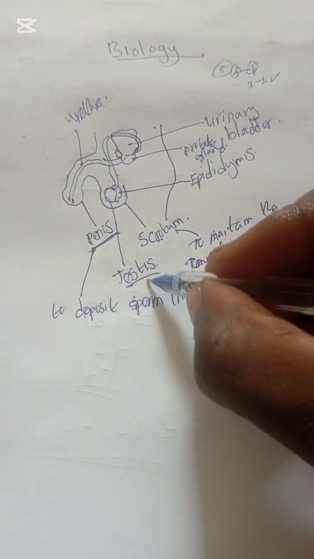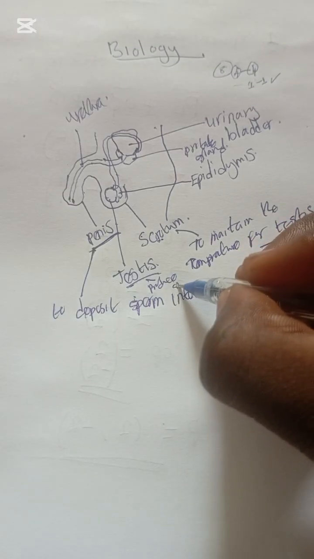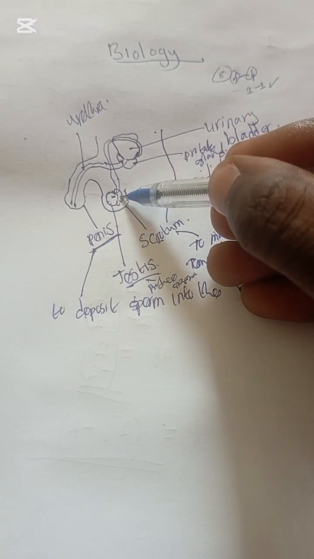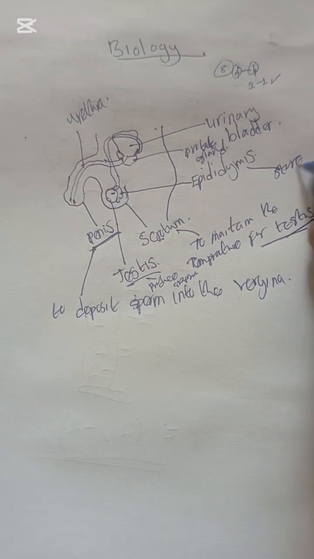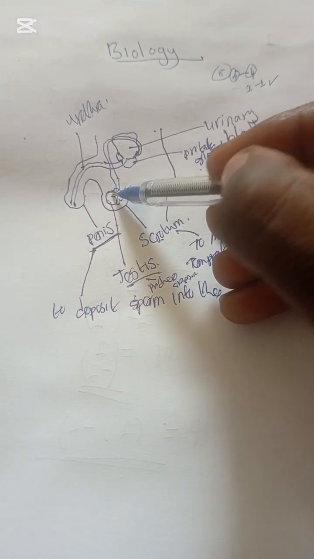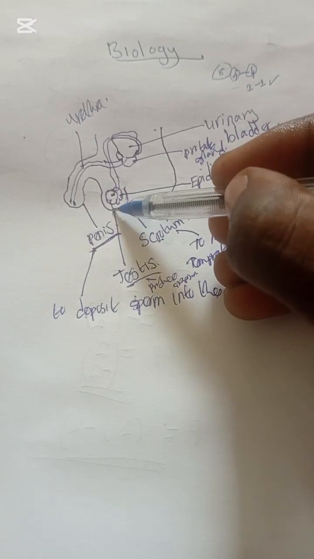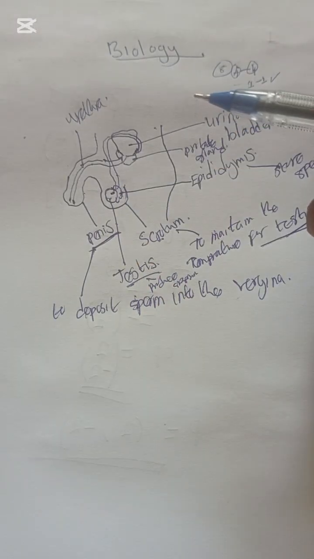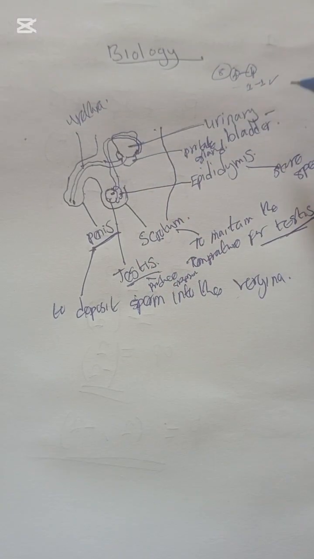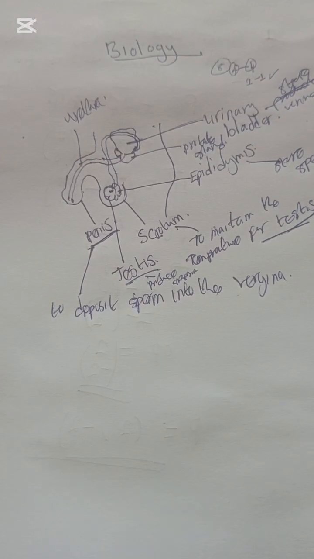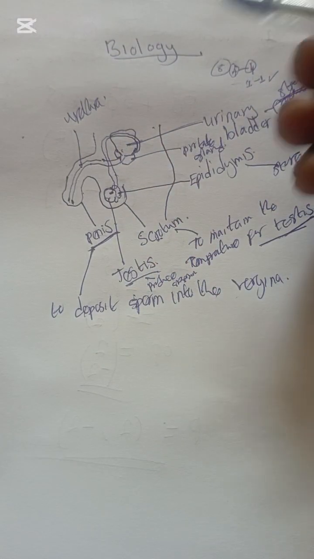What's the function of the testis? Already said, to produce sperms. What's the function of the epididymis? The testis is followed by the epididymis, and the epididymis is just to store sperms. The testes produce, the epididymis stores, and the scrotum just maintains the temperature so that there can be production. The urinary bladder stores urine. Let's just say stores urine, because if we say production of urine, we are going to the kidney.